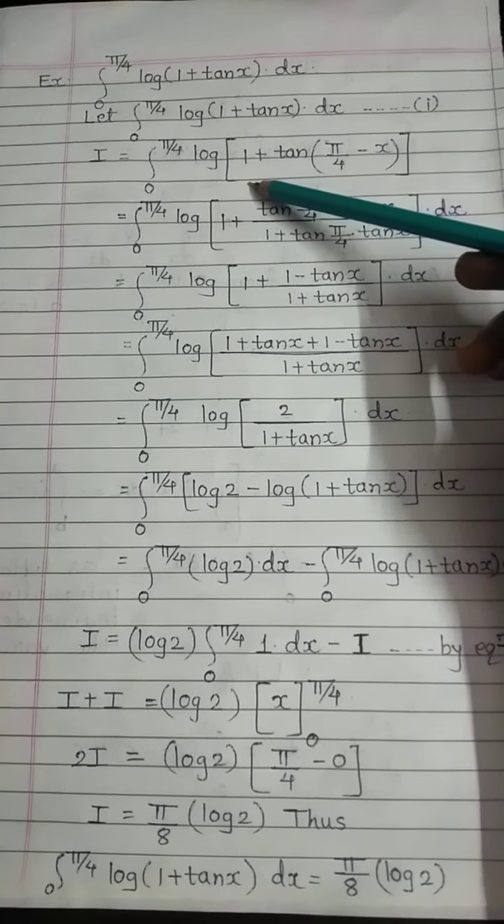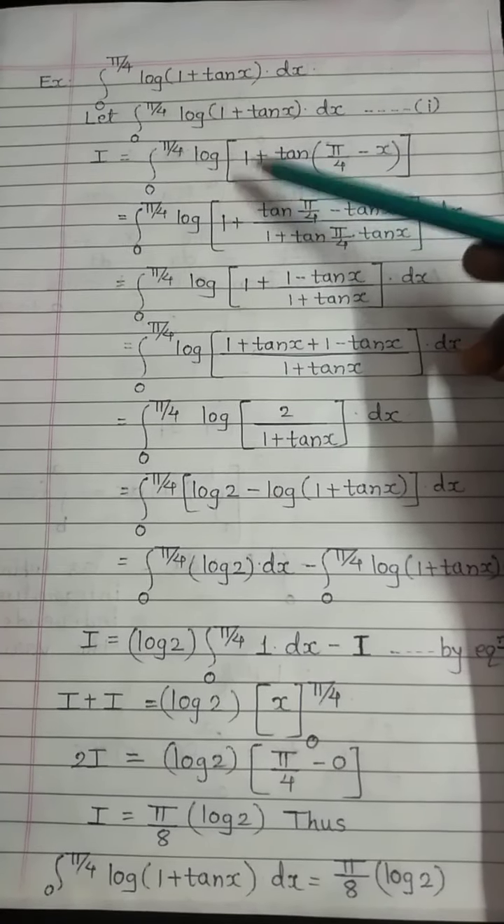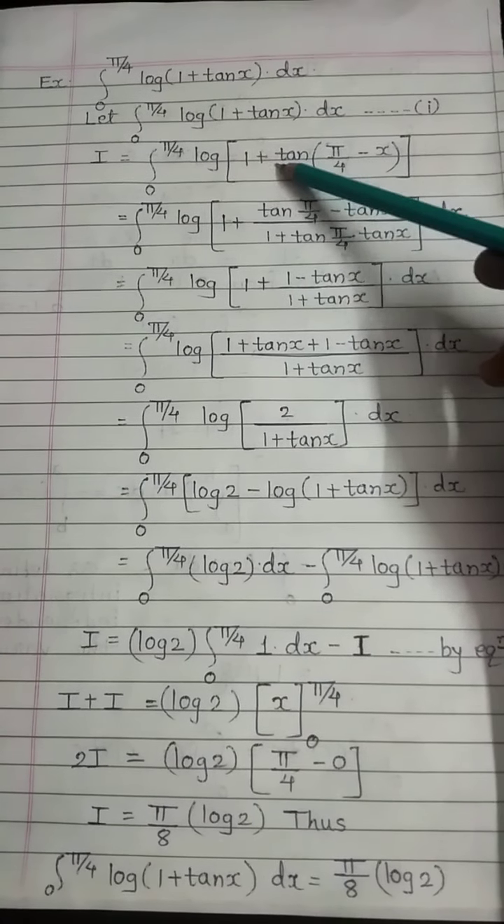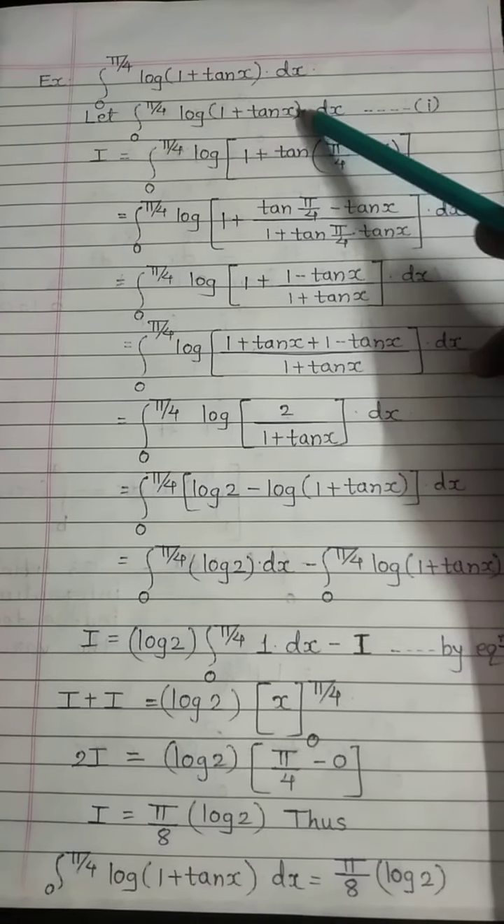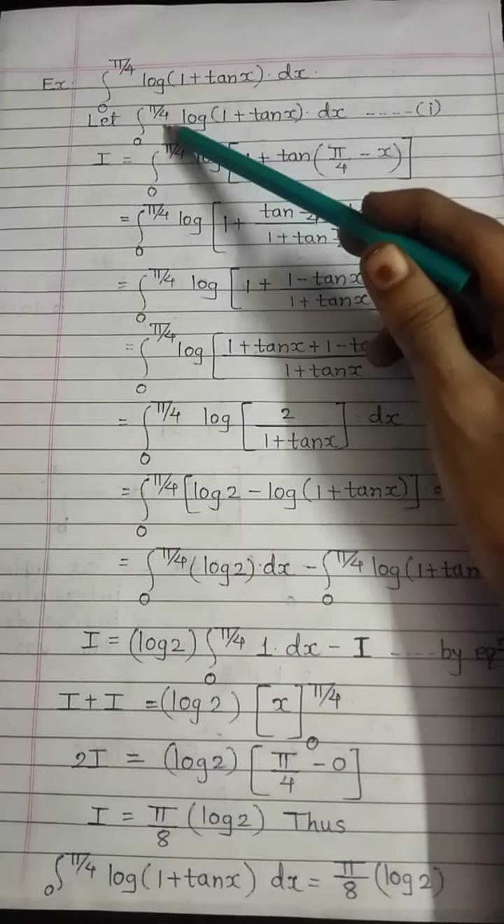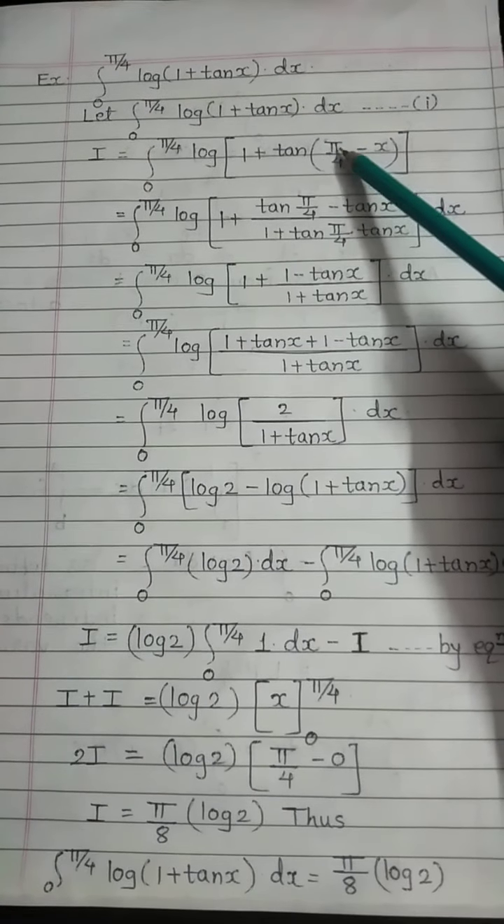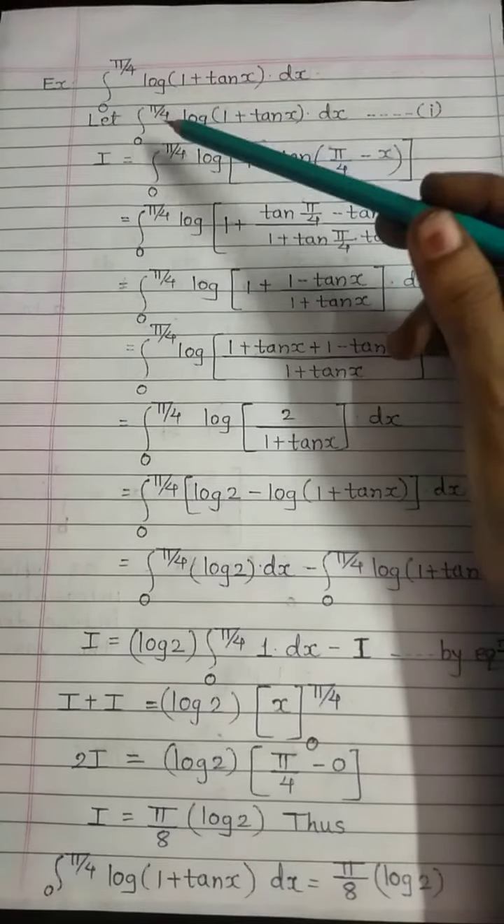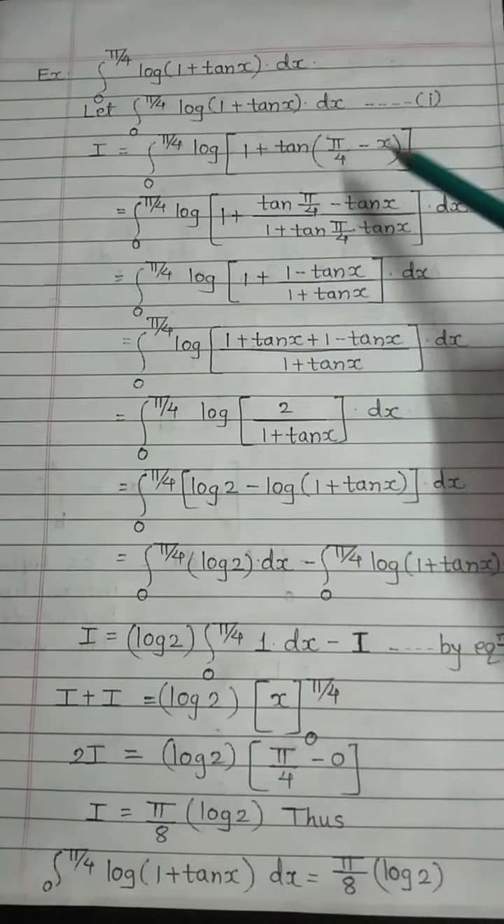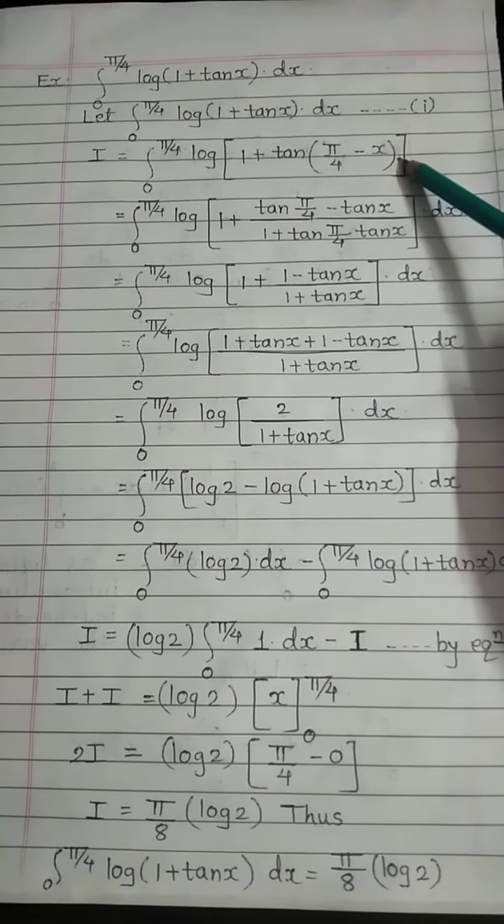Now since we are going to apply property number 6, here we will write 1 plus tan of, instead of x we are going to write a minus x. That means pi by 4 minus x. Here the value of a is pi by 4. So here we have pi by 4 minus x.